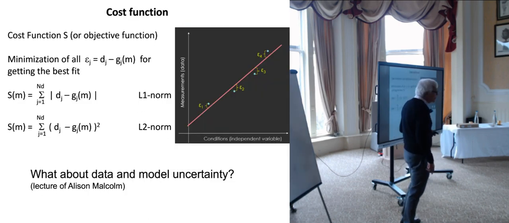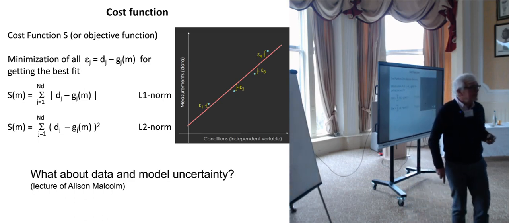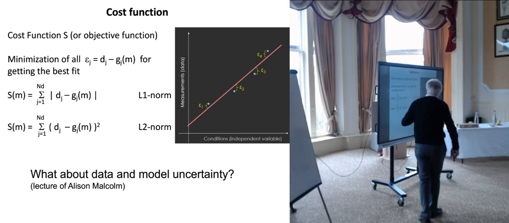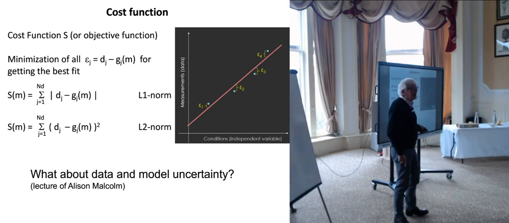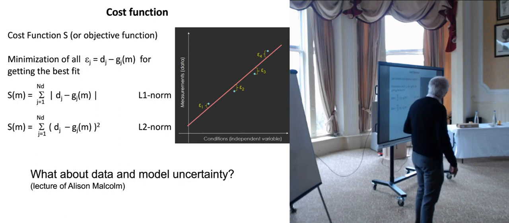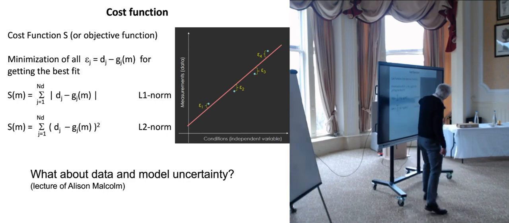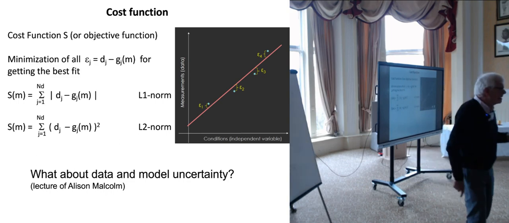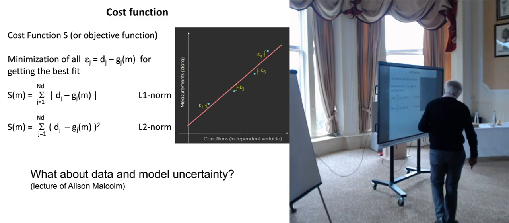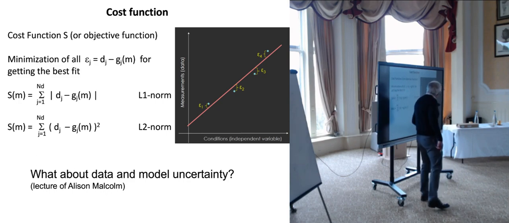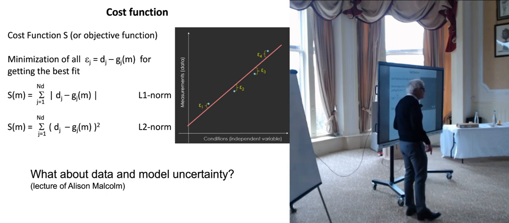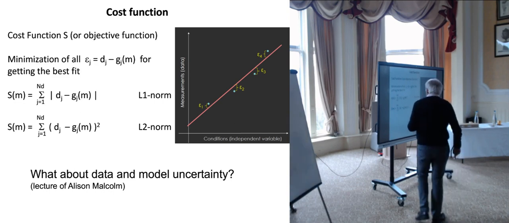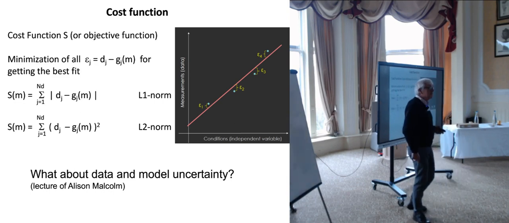And in that case, we have to introduce what is named the cost function, and it can have different names, it can be called the objective function as well. And the idea is, when we calculate the residuals between data and the model, I call that epsilon i, we have to minimize the sum of all these residuals to get the best fit.